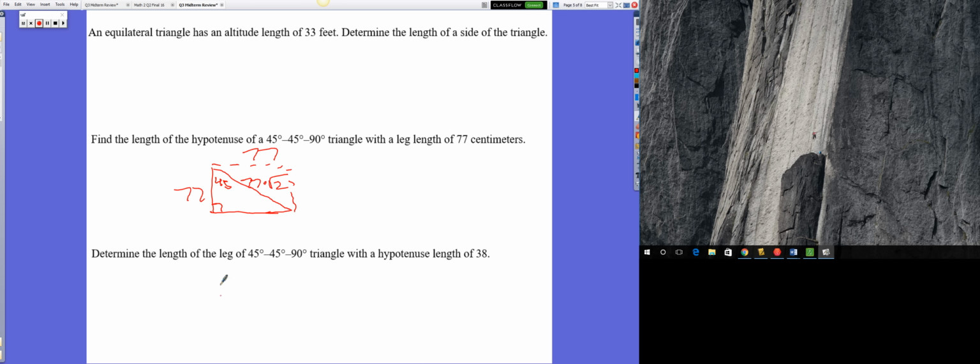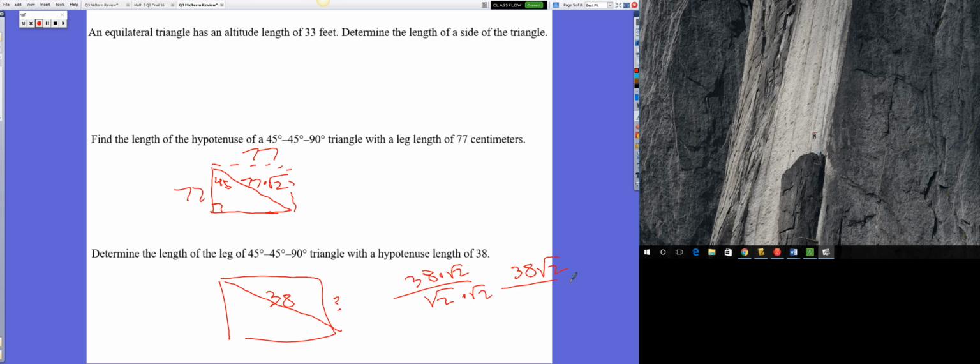And then another square, 45, 45, 90. The hypotenuse is 38. Okay, so this time they give you that's 38, and they want to know how long are the edges. So you got to take 38 and divide by square root of 2. Times bottom by square root of 2, times top by square root of 2. So it's going to be 38 square roots of 2 over 2. And these play together, divide 38 by 2. And you should end up with 19 square roots of 2. Okay.